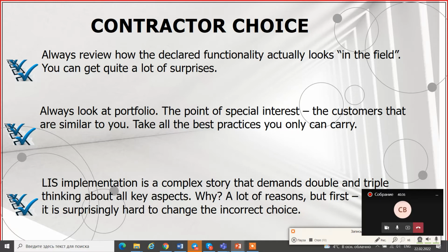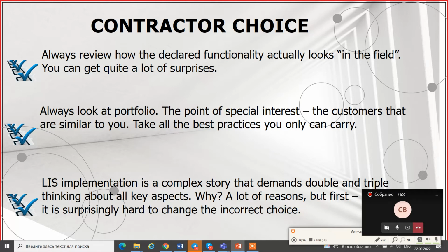Then, of course, you have to pack up and go to the field. You are to go on foot to at least one installation this particular contractor has performed, because only this will give you a vision of what potentially you may have.